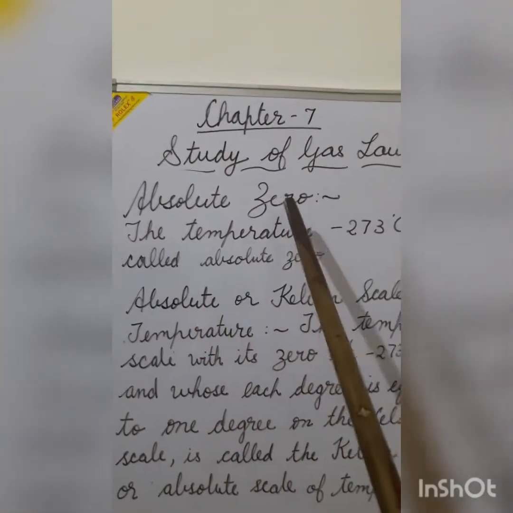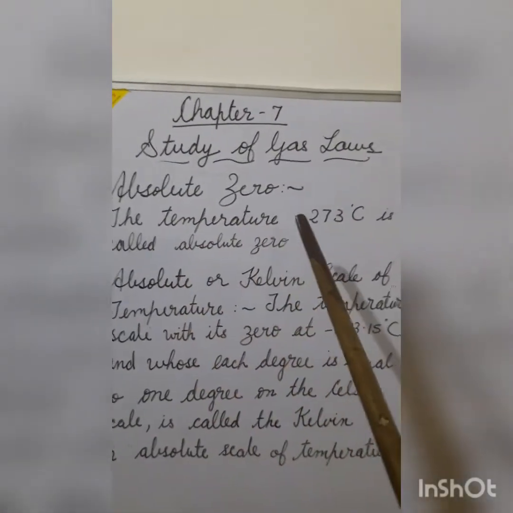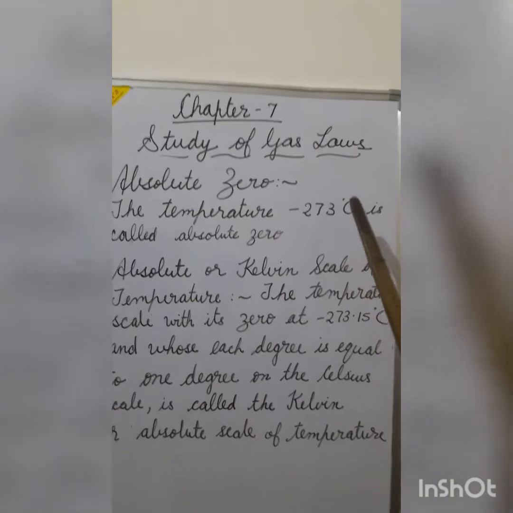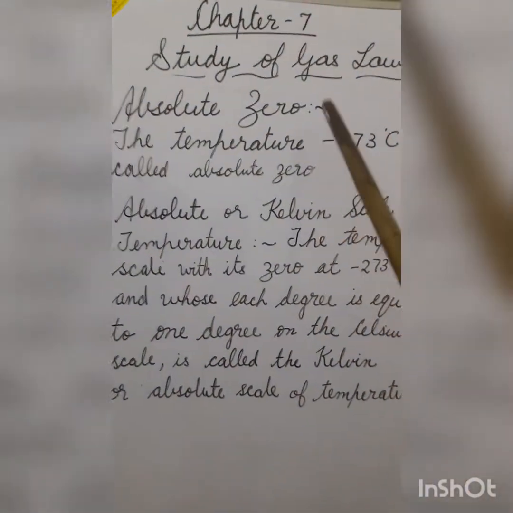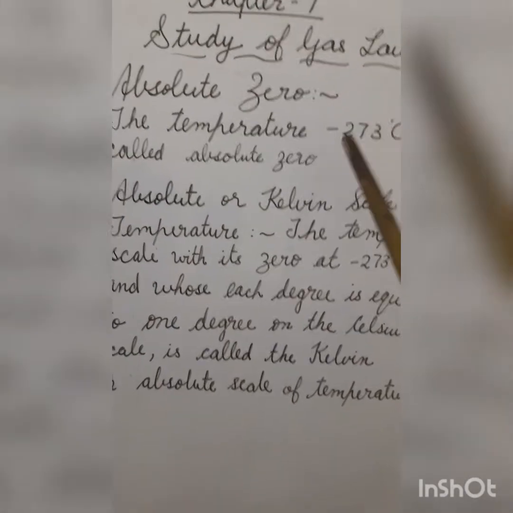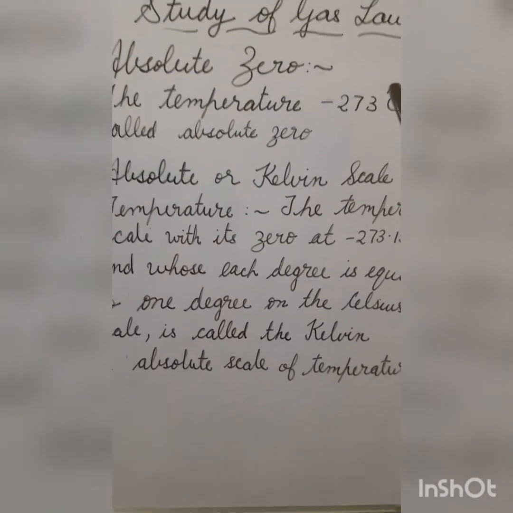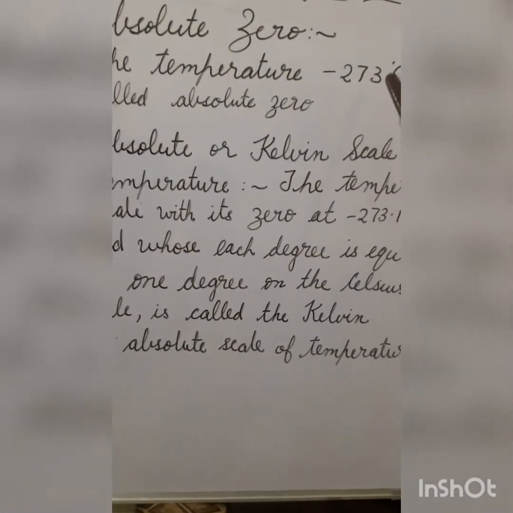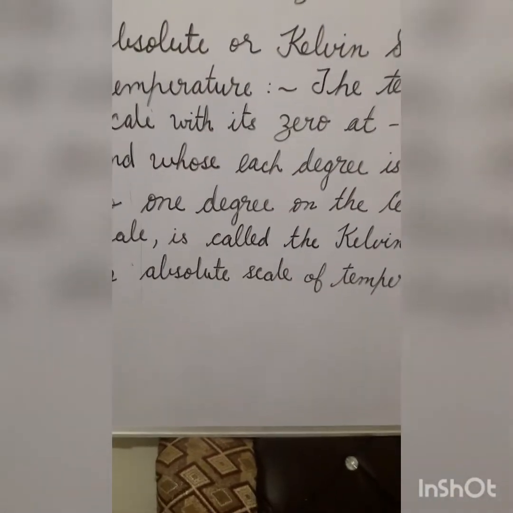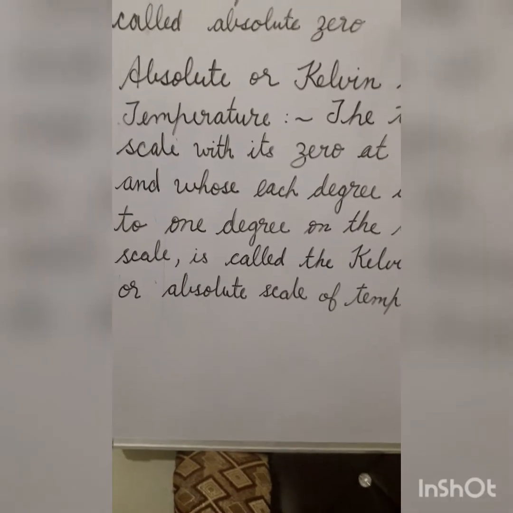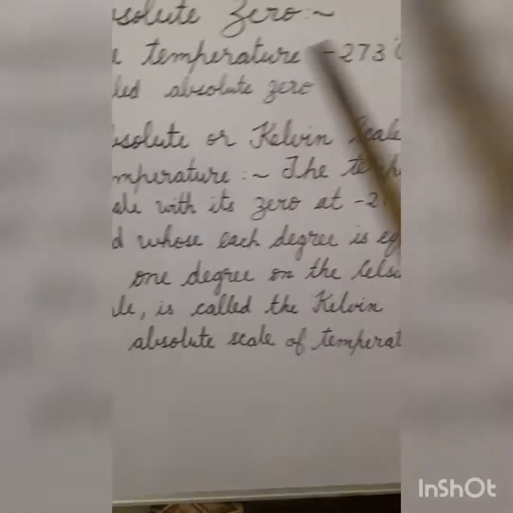The absolute zero: the temperature minus 273 degrees Celsius is called absolute zero. Theoretically, this is the lowest temperature that can ever be reached. At this temperature, all the molecular motion ceases. But practically, reaching this temperature is impossible.